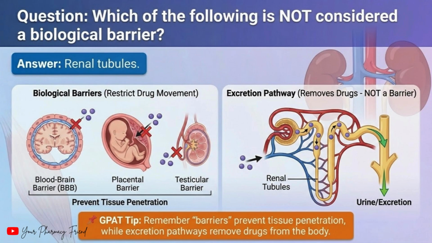Which of the following is not considered a biological barrier? Renal tubules. Biological barriers prevent drugs from freely accessing certain tissues. Examples include the blood-brain barrier, the placental barrier, and the testicular barrier. Renal tubules, however, are involved in excretion and are not considered a biological barrier. Remember, barriers restrict tissue penetration, while excretion pathways remove drugs from the body.